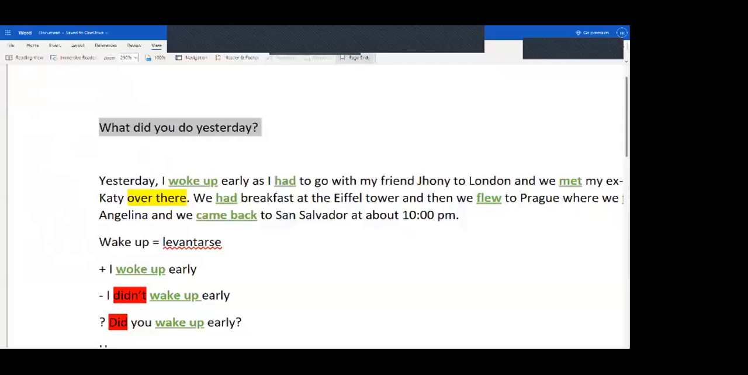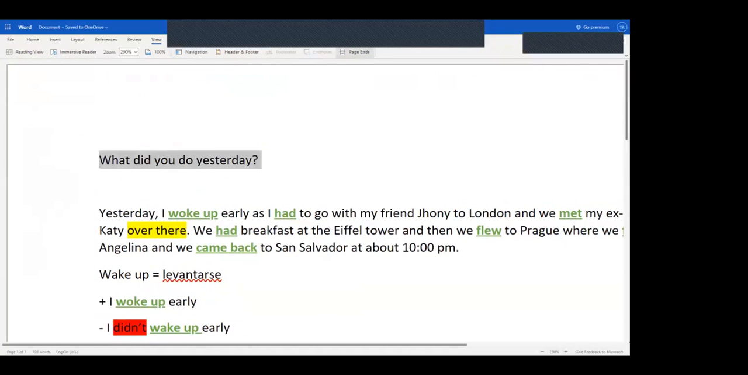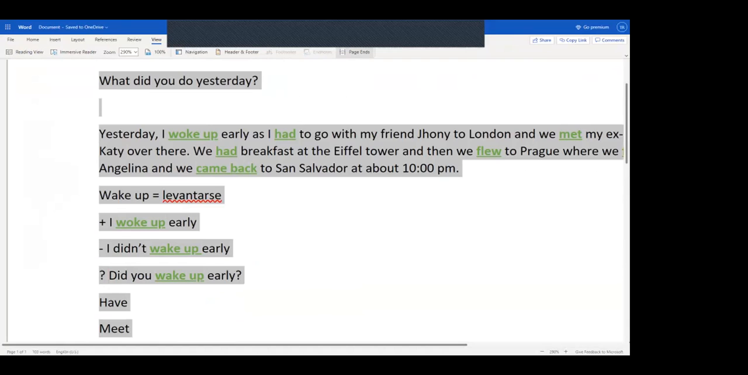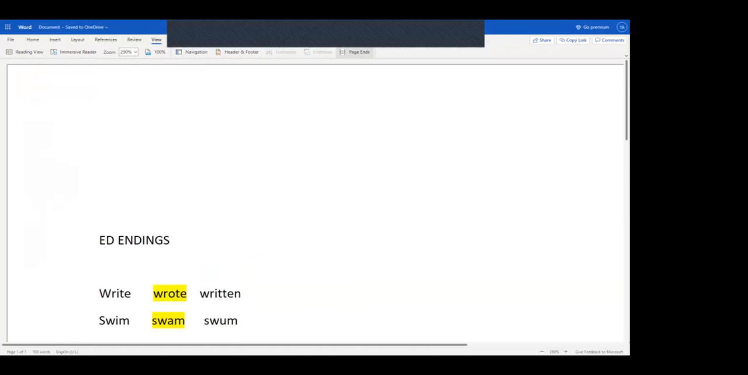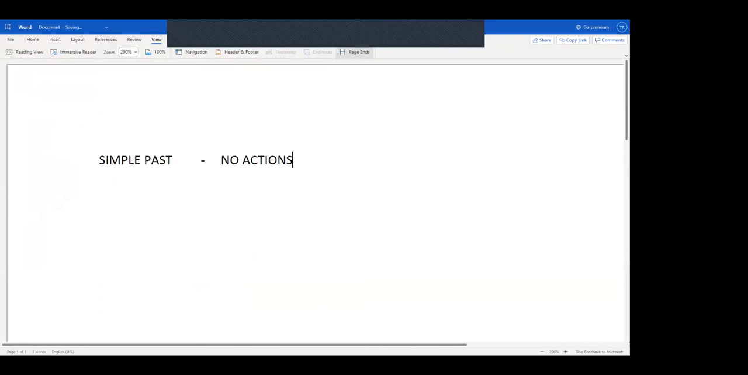Bien, vamos a aprender algo más este día. Vamos a hacer una introducción al siguiente tema. Next topic. So this was simple past with actions, right? With actions. Now let's talk about simple past. Can you see the screen? Simple past. Yes. You can see the screen. Okay. Past. Good. Yeah. Okay. Was where? Excellent. Yes. No actions. No action. Like that. No actions.